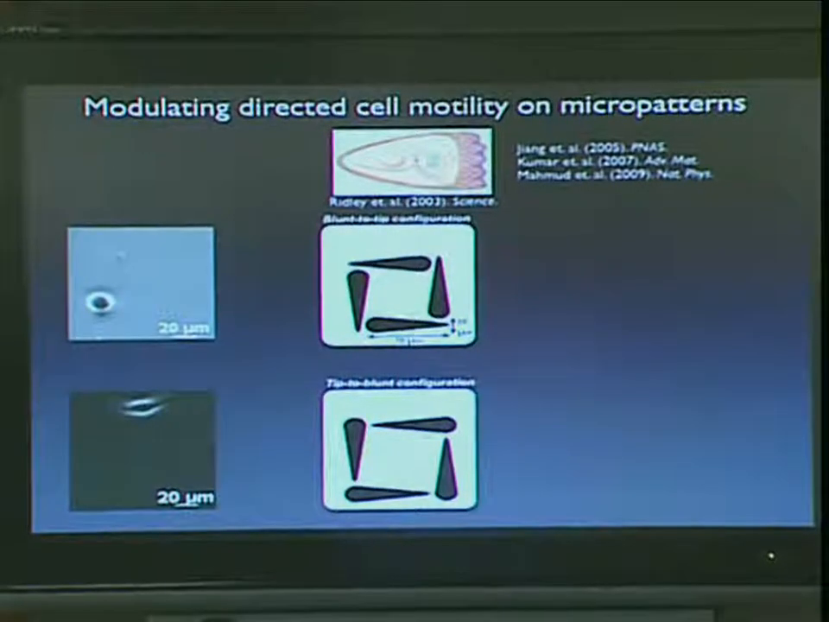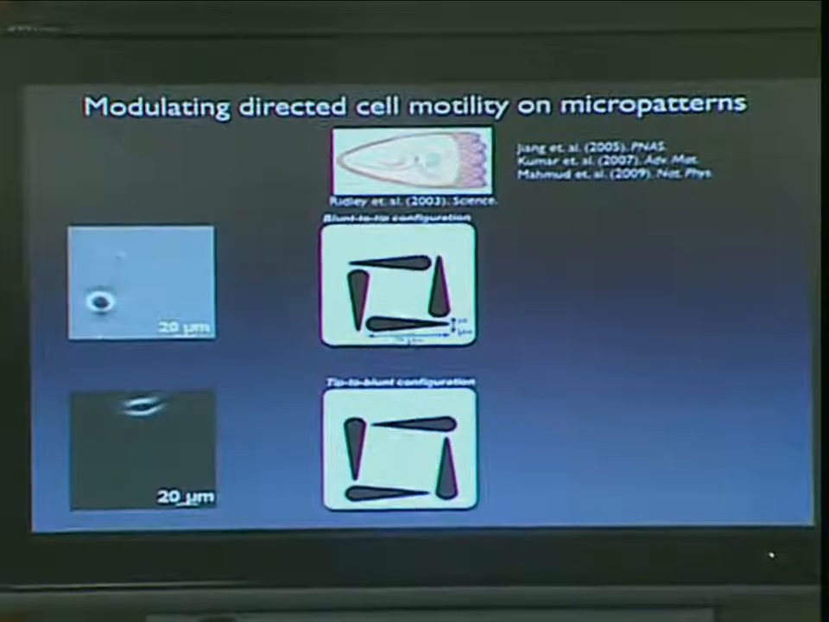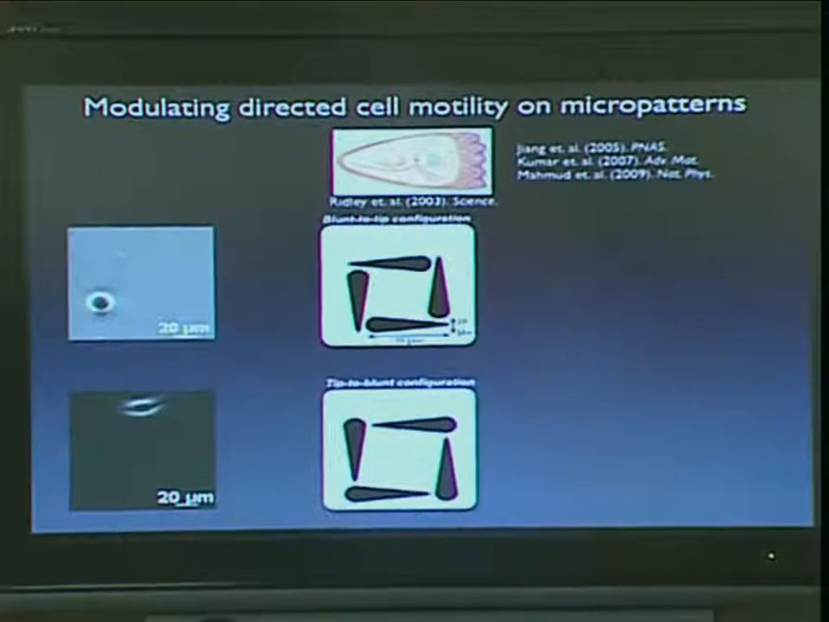migrating mammalian cell is typically described with this shape, where it has a broad leading edge that reaches out and grabs onto the surface, generates contractile forces within the body, and lets go in the rear, which is the narrow tail that's shown there. Several groups have been motivated by this general morphology to suggest that perhaps if we emulate that morphology on a micropattern, we can force cells to have a direction.